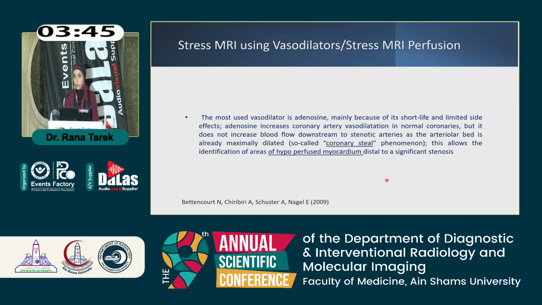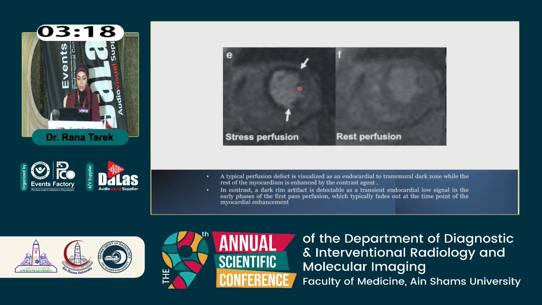For the perfusion, we use the vasodilator. The most common is adenosine, which increases the blood flow to the stenotic arteries and the non-stenotic arteries. But this is where the coronary steal phenomenon occurs. The healthy arteries take all the blood away from the stenotic ones, and that's where we can detect the ischemia or the perfusion defect. Like in this case, this is during stress after giving the patient the vasodilator. This is a stress perfusion defect.